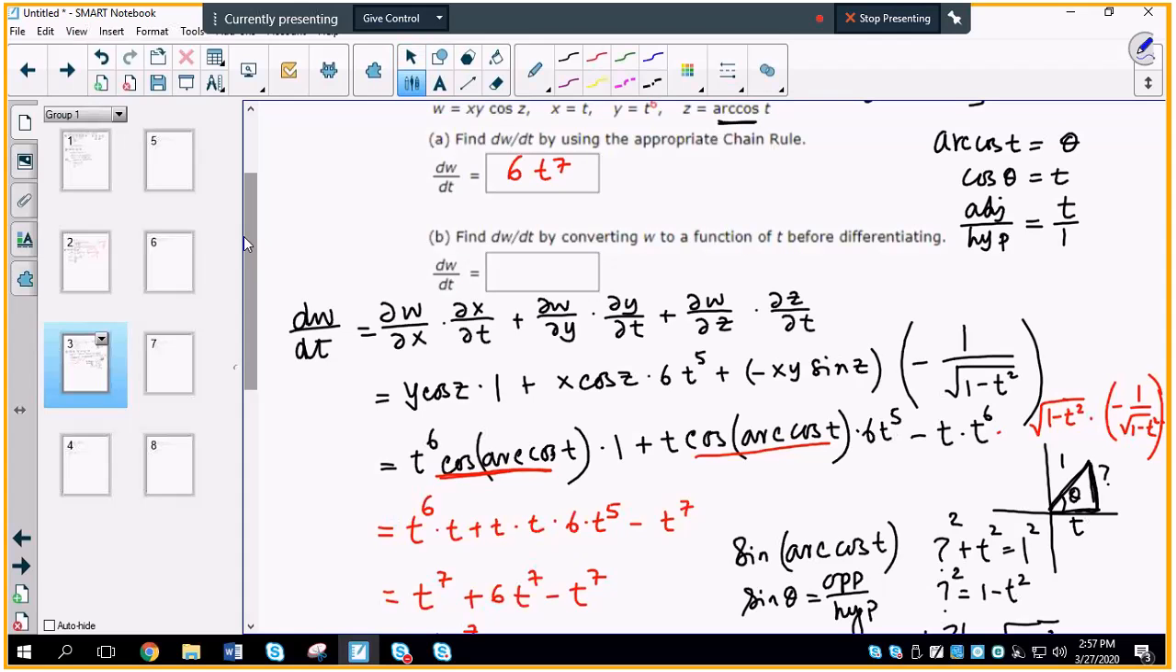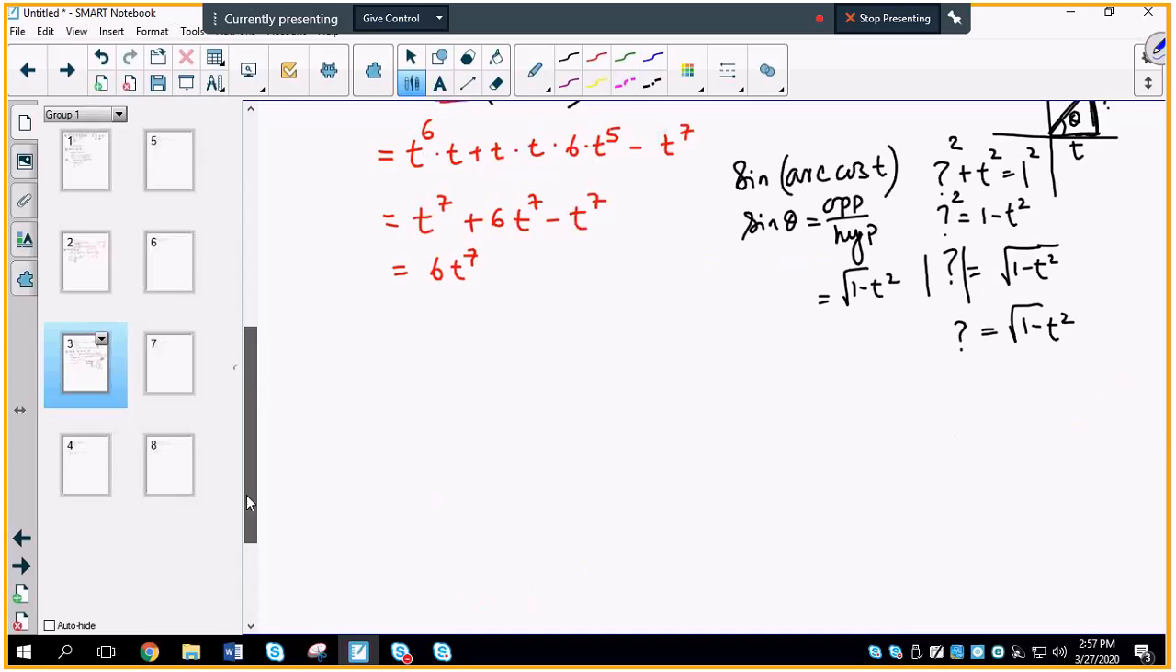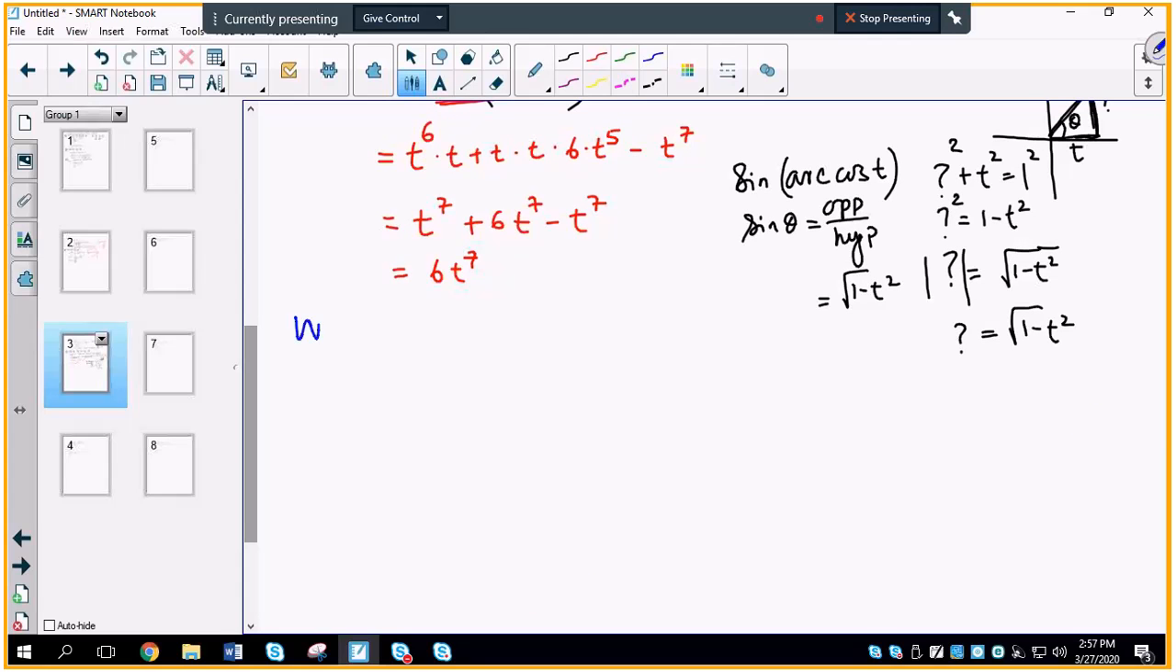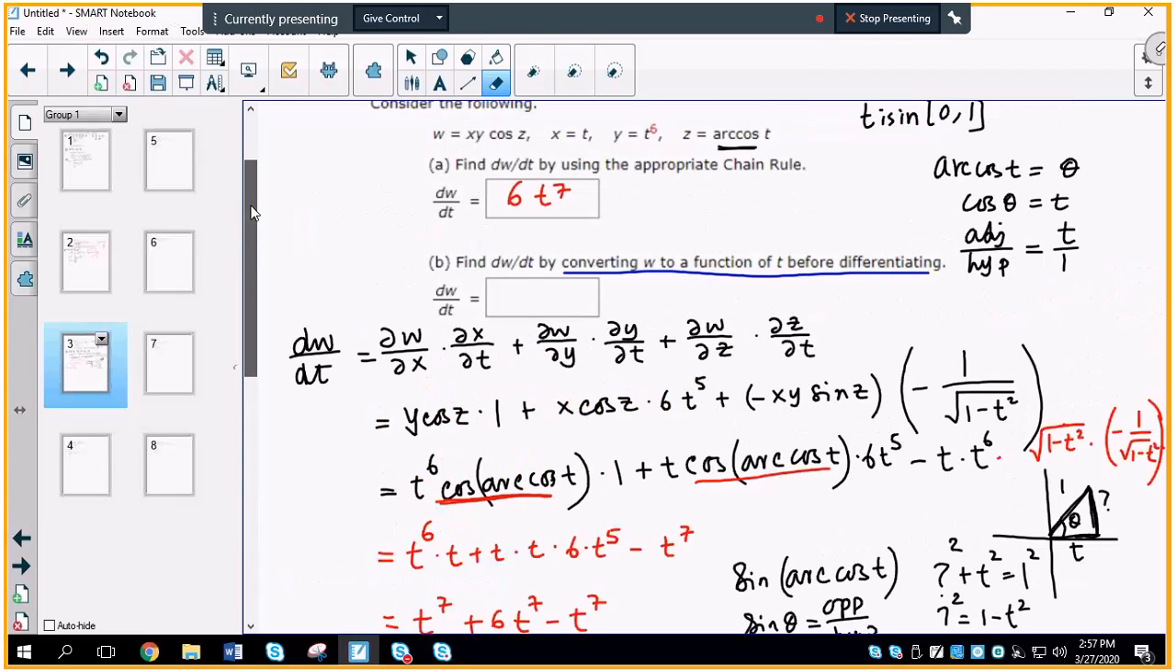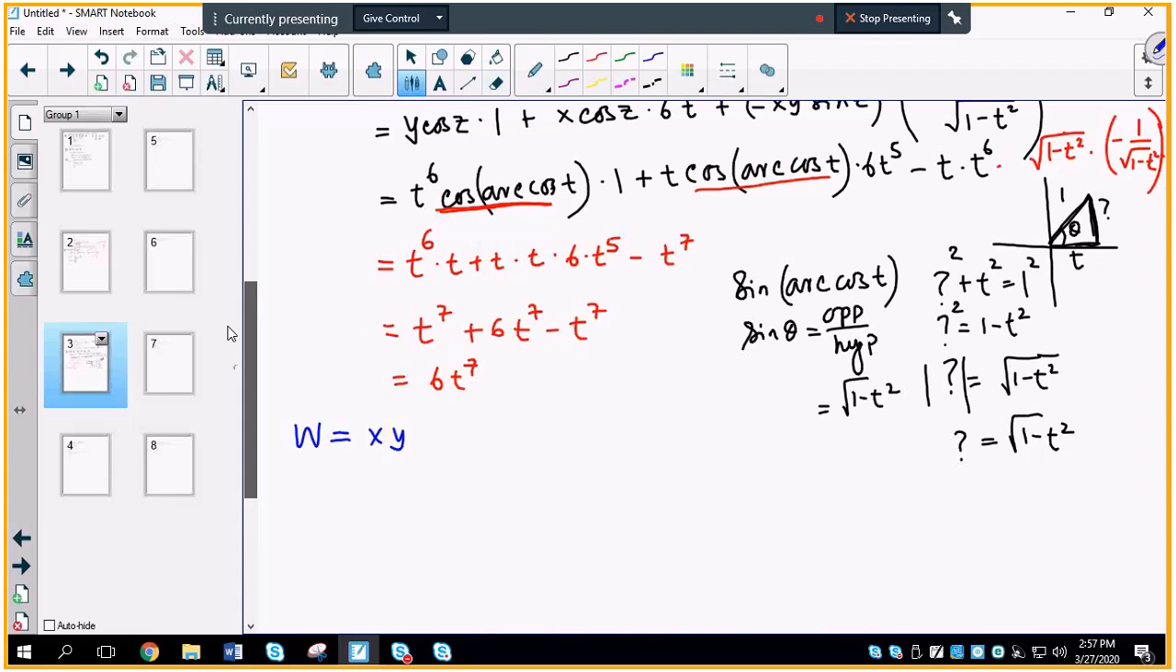How about now I convert the entire w in terms of t, and then start working with it. So I'm going to go ahead and remind myself, w is equal to x times y times cosine of z, and then input the values of x, y, and z in terms of t. So x is t, y is t to the power 6, cosine z is cosine of arc cosine of t.